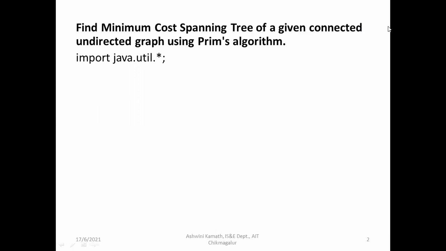Import java.util.*. About this, I told you before while discussing merge sort and quick sort. This is the package in which we are using two classes: one is Scanner and the second one is Random. For this program, we are using Scanner. Random we used for merge sort and quick sort for generating random numbers. Here we are using only Scanner for reading the input from the keyboard.